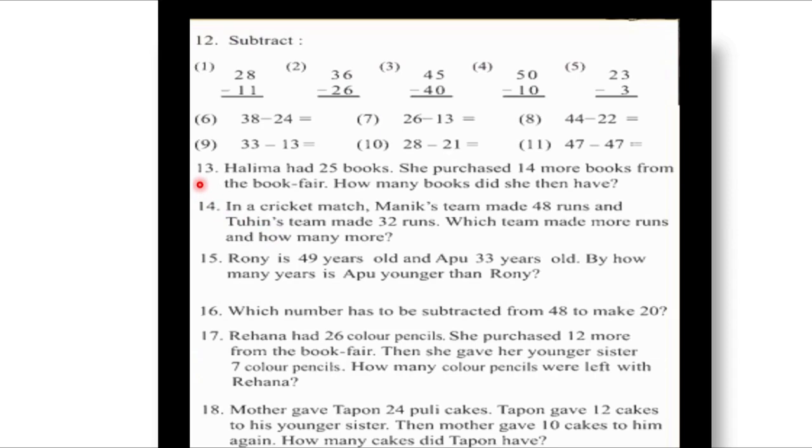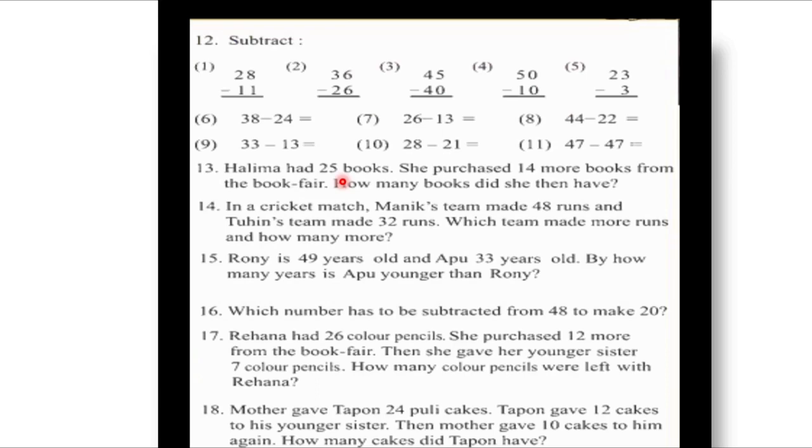In this question, we can see that two types of data are mentioned here. In the first line, the author said that Halima had 25 books and then she purchased 14 more books. So when you add these 25 books with this 14, the number of books will increase. Dear students, that means from the beginning of this story, Halima had 25 books, but when she purchased 14 more books, the number of books will increase, and that is why we should use the concept of addition whenever we try to solve this question.